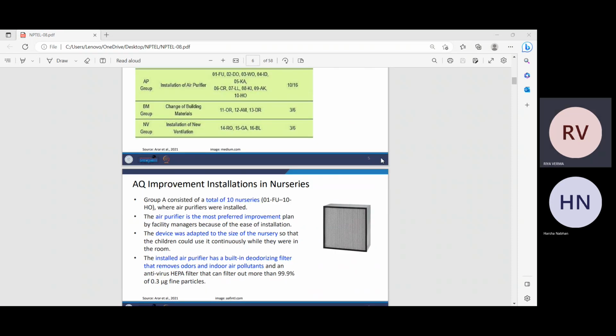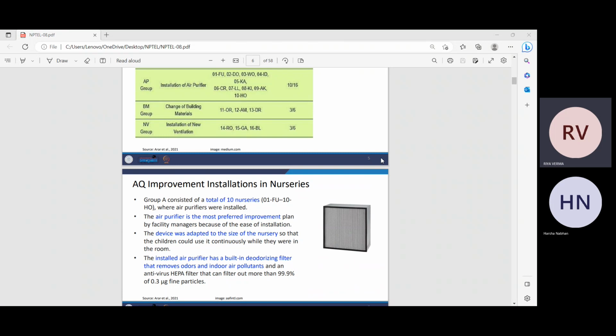So the first one is the installation of air purifiers. It is the most preferred plan because it is very easy to install. See, in our homes also, if we want to improve the air quality, the first thing that we consider is just to have an air purifier at our homes. But the problem is that it is suitable for a smaller area, because it will be confined to a particular space in our houses.